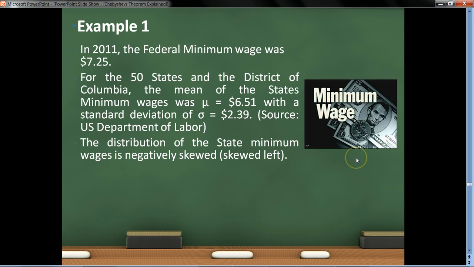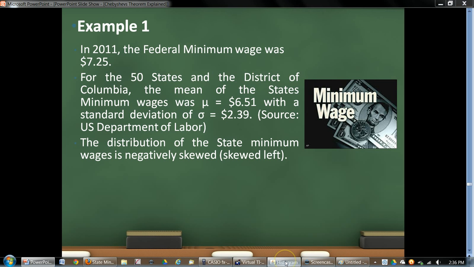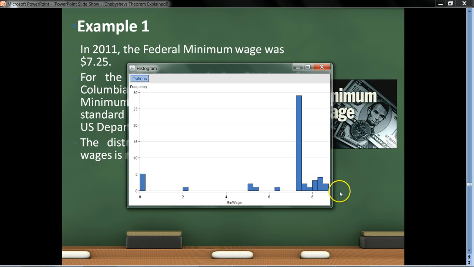Now the distribution of the minimum wages is negatively skewed. I have a histogram of that data, so let me get that up here so you can look at it. There it is. Notice here, the data is skewed to the left. It tails off to the left, because most of the data is right here at 7.25.